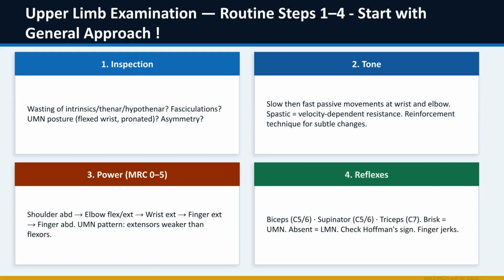Hoffman sign. Flick the middle fingernail downward and release. If the thumb and index finger flex briskly, this is a positive Hoffman sign, equivalent to Babinski in the upper limb, suggesting upper motor neuron pathology. Narrate. Reflexes in the right upper limb are brisk. Biceps, triceps, and supinator all increased. Hoffman sign is positive on the right.